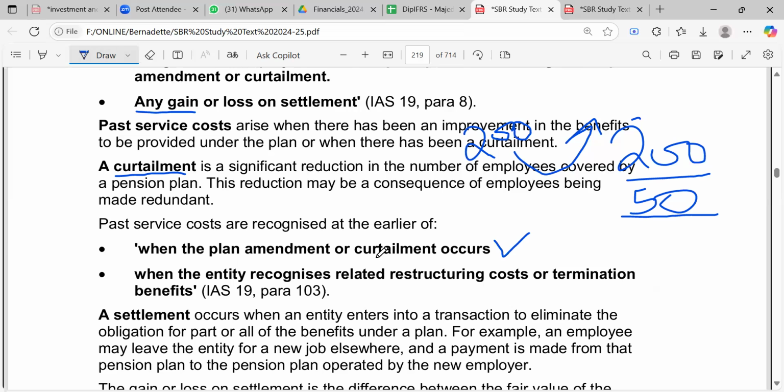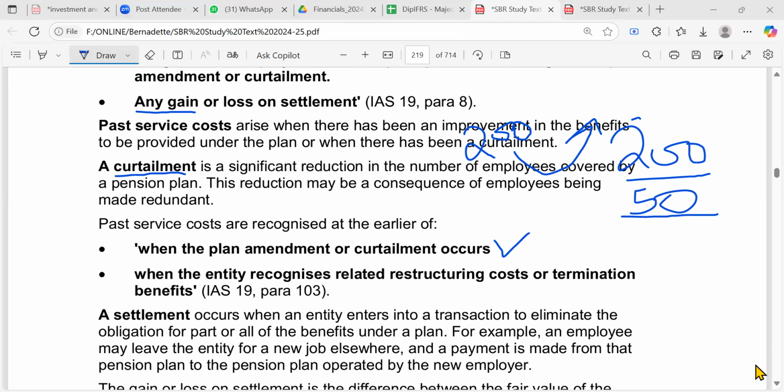Curtailment means like the employees have been laid off work. So it could be recognized at the earlier of, of course, whenever it happens. So this is what we mean. It's either when the plan amendment or curtailment occurs, or when the entity recognizes related restructuring costs or termination benefits. Of course, in case there has been a termination, the employees would also not be there with the company, right? So it would be the same.